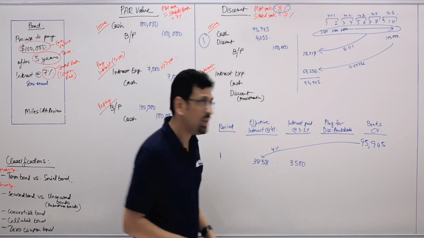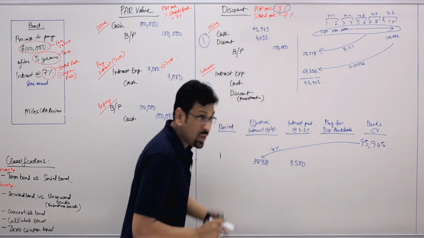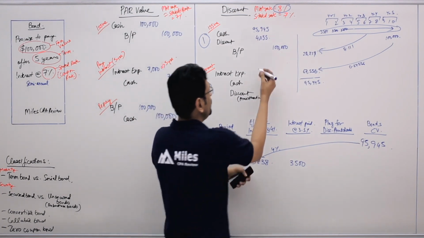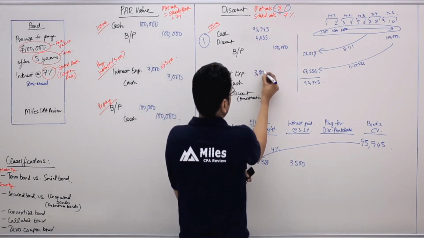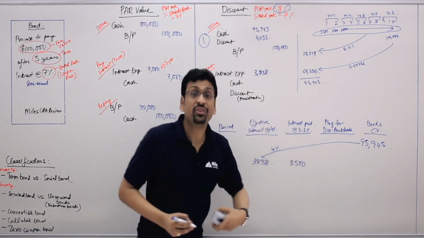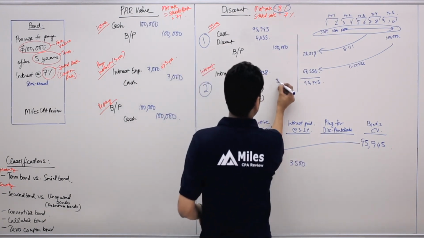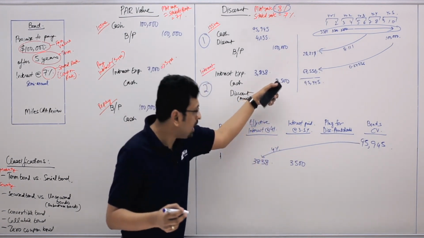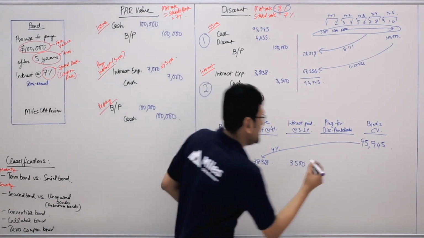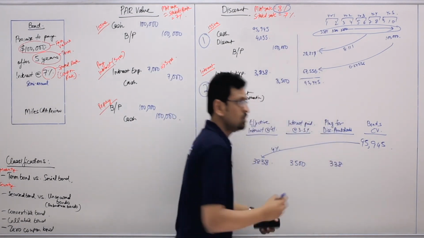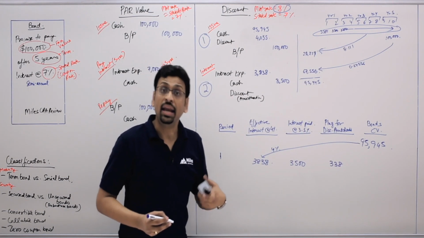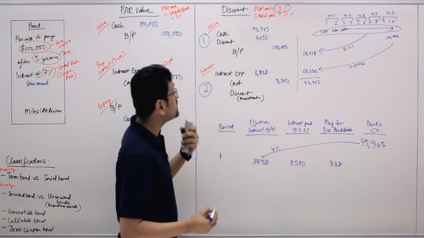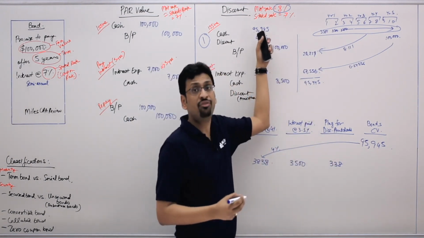You guys are getting what I'm trying to do here. So what we are saying is the effective interest rate, our interest expense, is 3838. But we've paid out only 3,500. What's your plug for discount amortization? The plug for discount amortization is going to be $338. And now your discount number on the balance sheet would reduce. So your discount number on the balance sheet was 4,055.